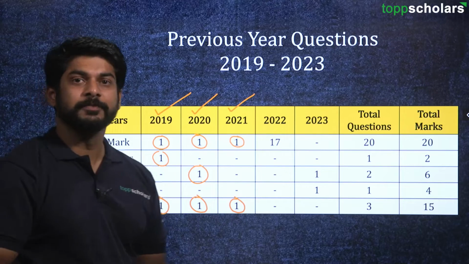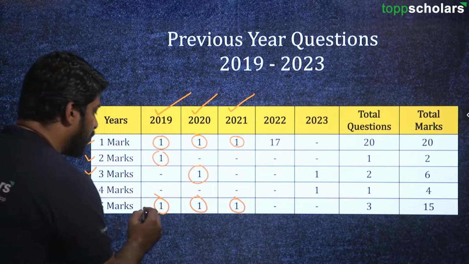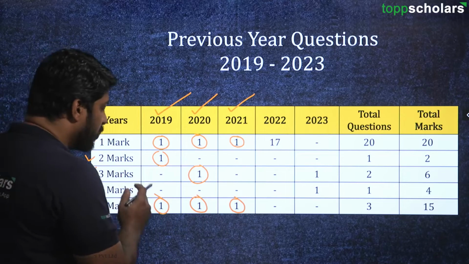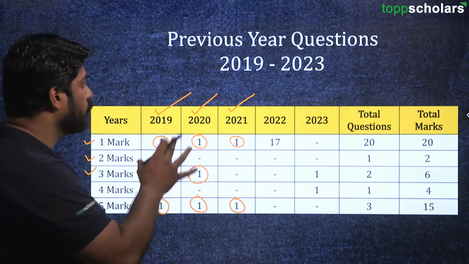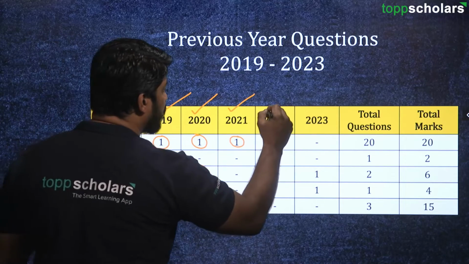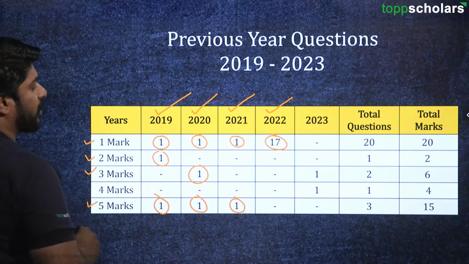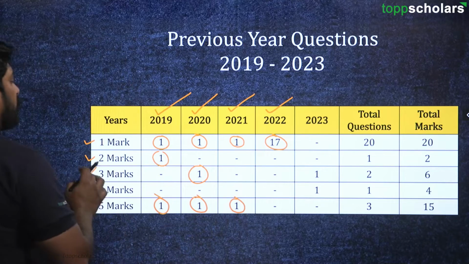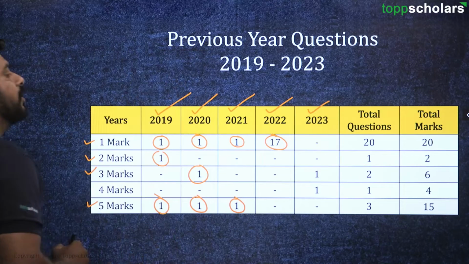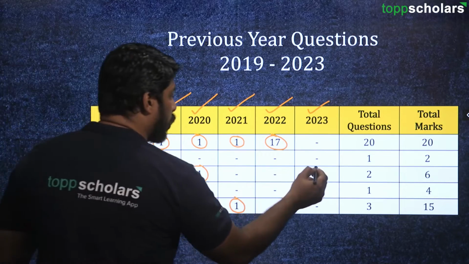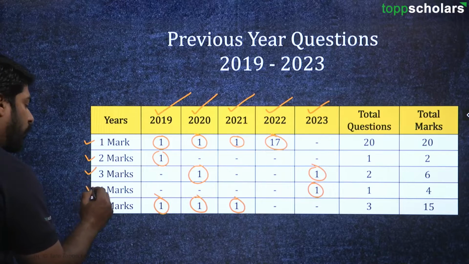If you look at this carefully, 5 marks questions are asked consecutively for 3 years, so there are 3 questions for 5 marks in 3 consecutive years. So we can see that this chapter will give you good marks if you prepare for it, isn't it? Then in the year 2022, we have got 17 questions for 1 mark. So many questions for the year 2022. In the year 2023, we have one question for 3 marks and one more question for 4 marks, isn't it?